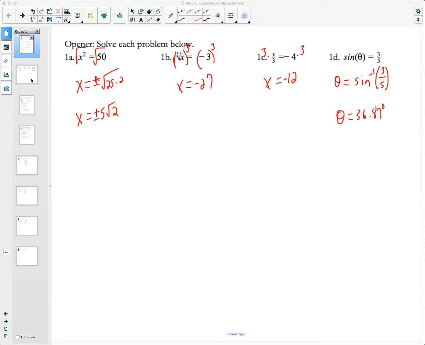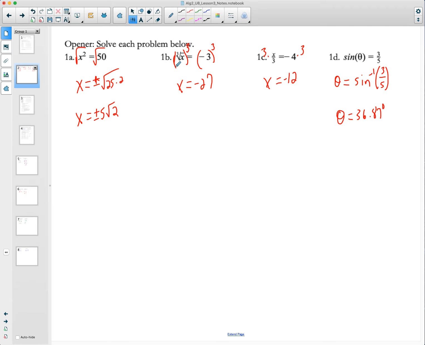All right, so let's go through and talk about these 4 problems in the opener. And I'm just going to flip to where I have my work. All right, so to solve the first problem, we have to take the square root of both sides, right? And that would give us the plus or minus the square root of 25 times 2. And we've talked about reducing those radicals this year. So hopefully you remembered a little bit of that. And if not, here's a quick refresher, right? So that gives us plus or minus 5 times the square root of 2.